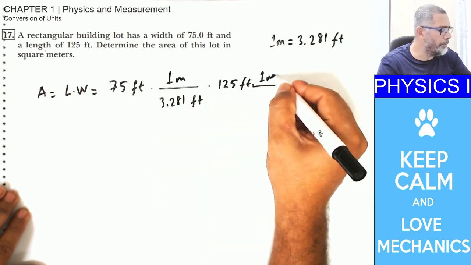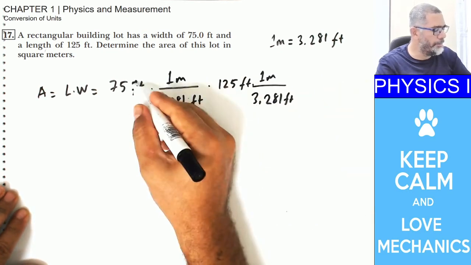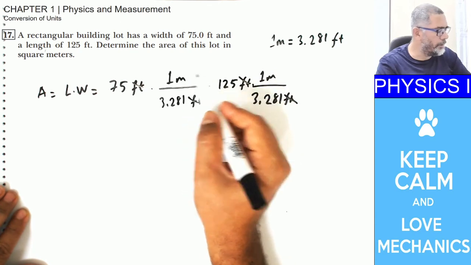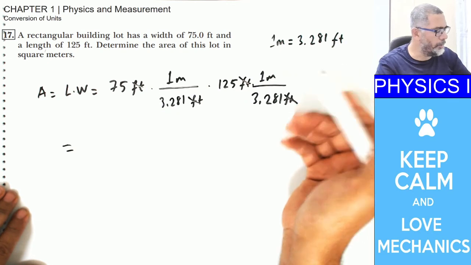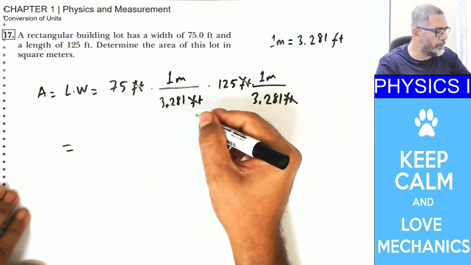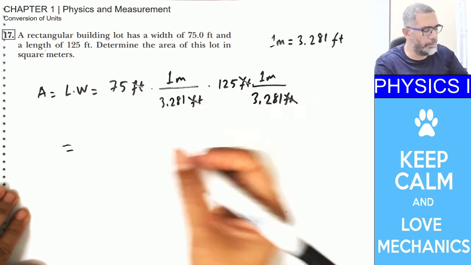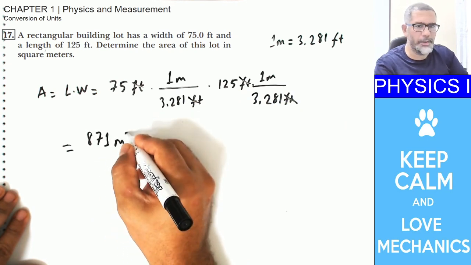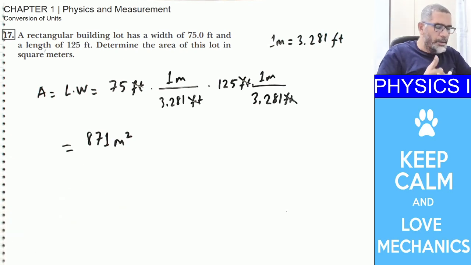It gives you the same conversion factor. Okay, so these feet will cancel out, these feet will cancel out, and you're left with meter over here, it's going to be meter square. And just calculate 75 multiplied by 125 divided by the square of 3.281. So the result is going to be approximately 871 meter square. Okay. Alright, so that's it.